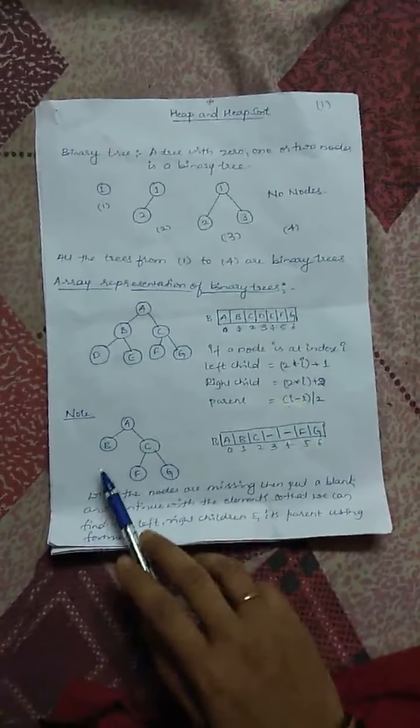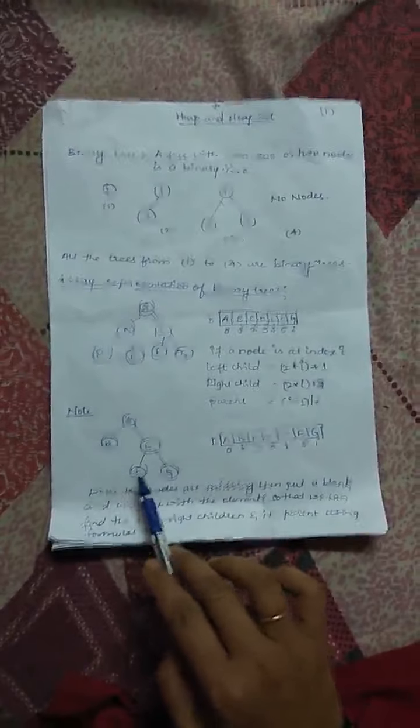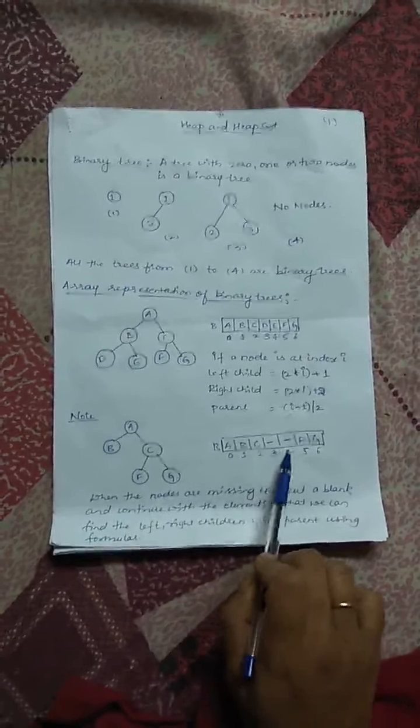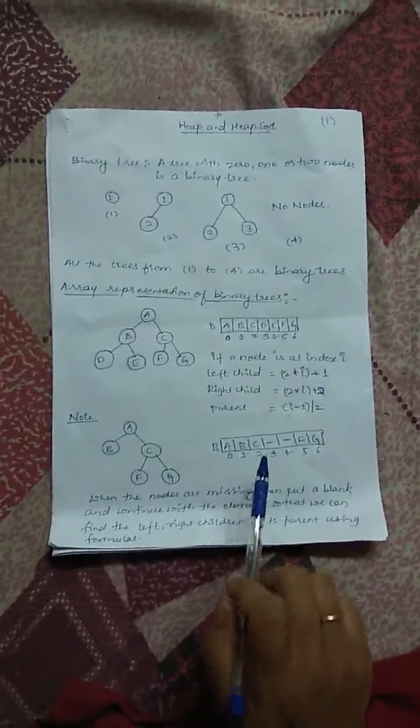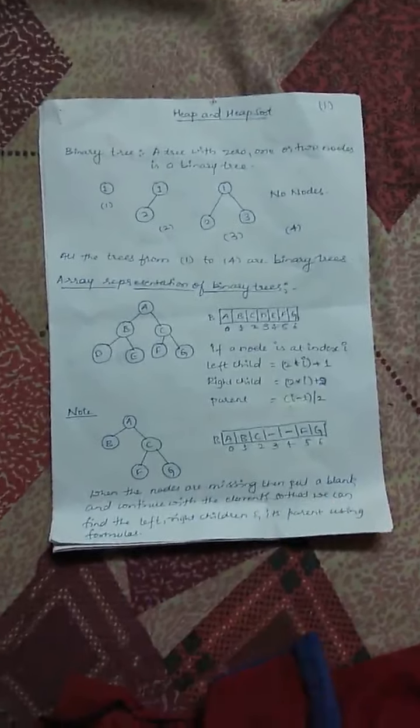Please keep in mind that if some nodes are missing in the tree, then don't continuously write the elements. You have to just give a dash there. Then only these formulas work on that representation.